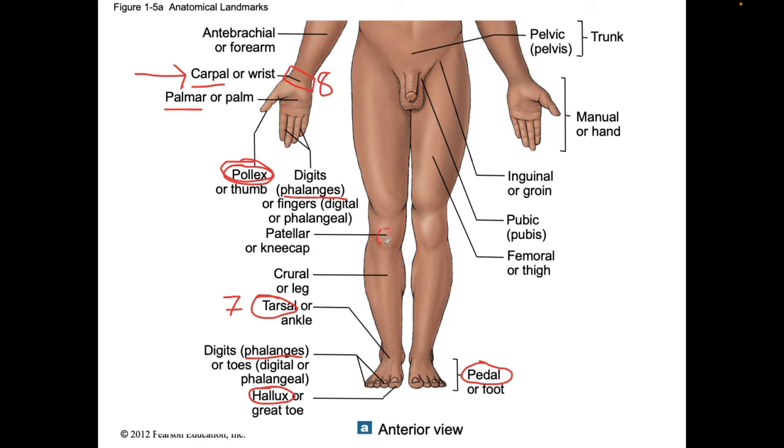The kneecap is called patella. The leg is called crural. The thigh is called femoral, and that's because the bone here is the femur. The femur is the longest bone in the body. Where the pubic bones are and pubic hair, that would be the pubic region. And where the groin is, right here, that's the inguinal region.